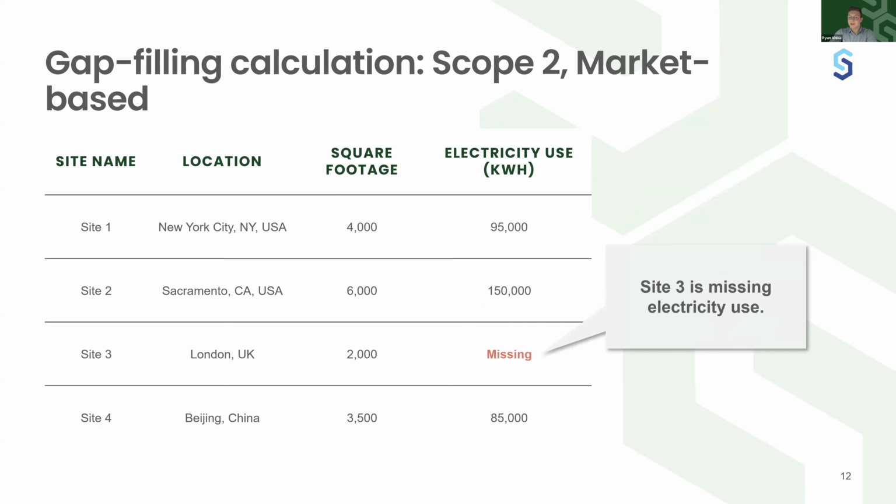Looking at the company's facility list, we can see here that Site 3, located in London, is missing its electricity use, but that we do have the data for all of the other facilities. Next, we can think about how to fill this gap.